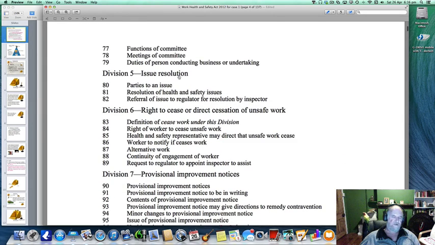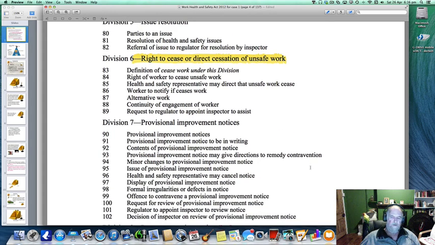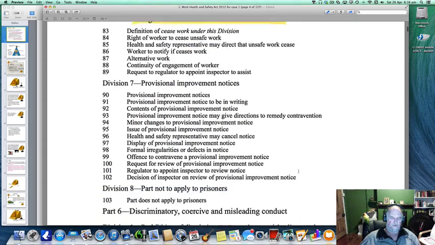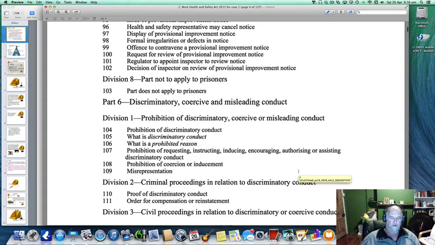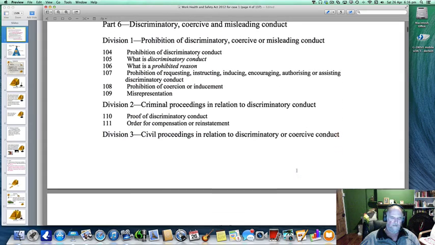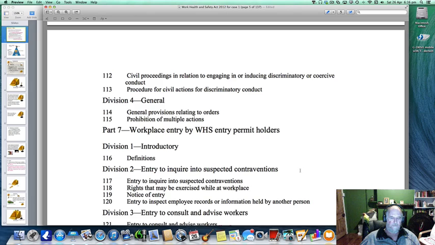Issue resolution is one that's interesting. Right to cease or direct cessation of unsafe work. That's important, but probably not for what we're looking at here. Provisional improvement notices. Nope. Okay, discriminatory, coercive and misleading conduct. Doesn't seem to have happened. I can't see any evidence of that in the facts.